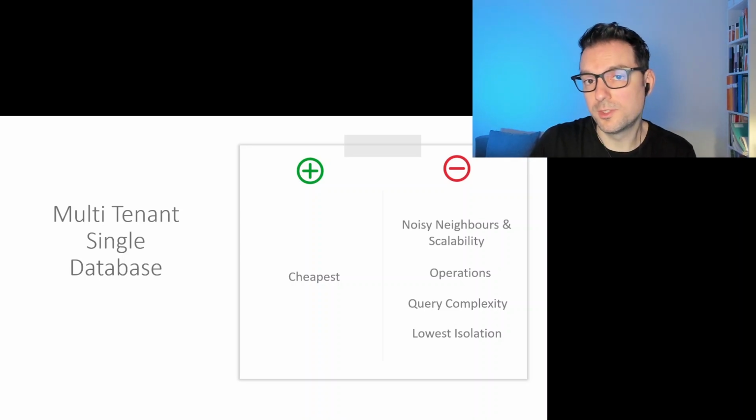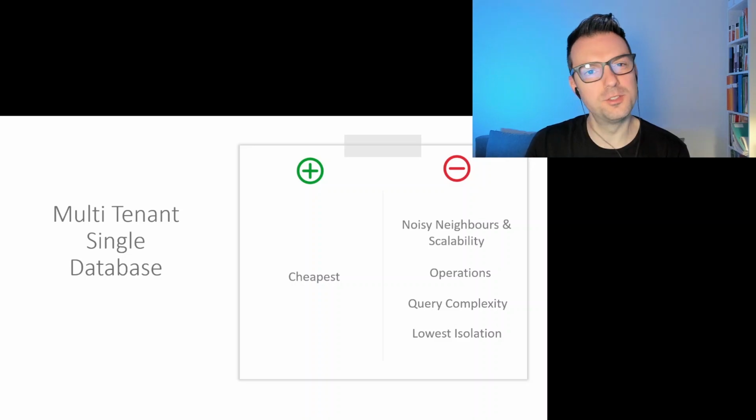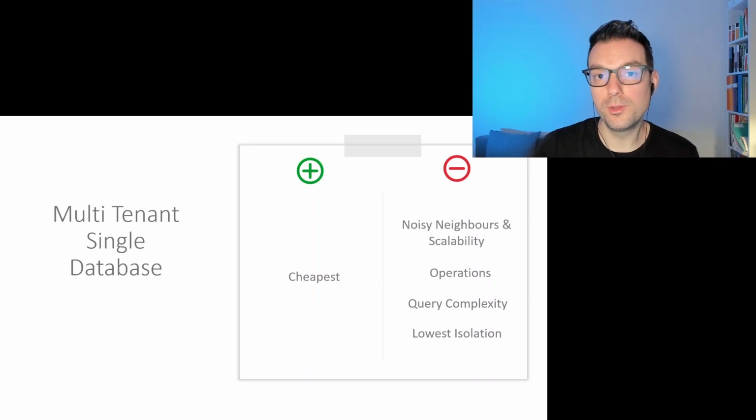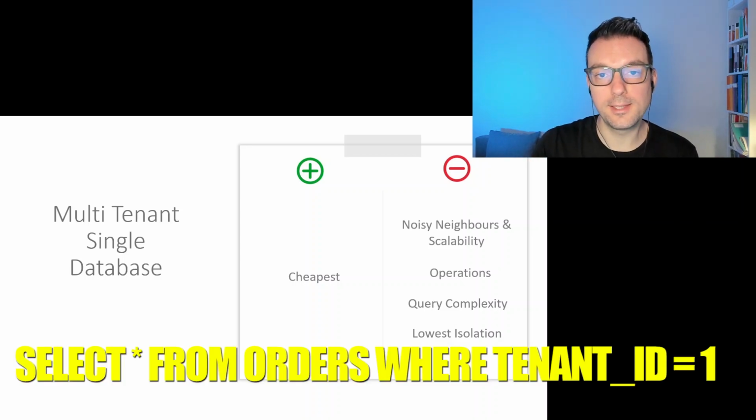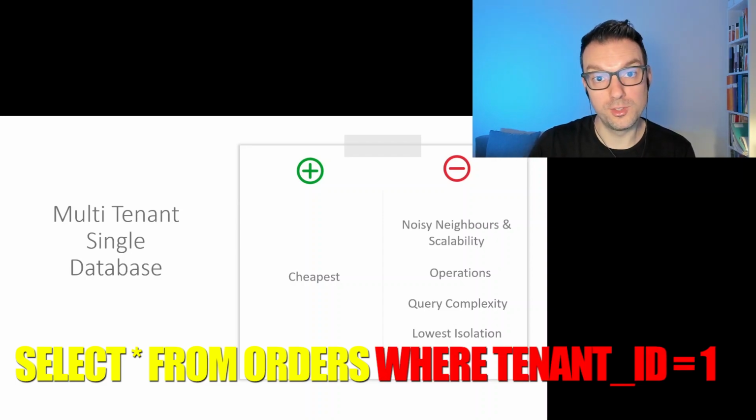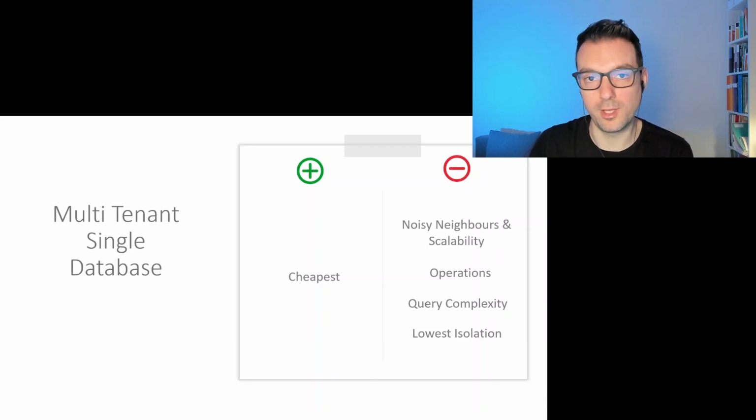On the other hand, this option is affected by the noisy neighbor problem, because a peak of usage by a tenant, due to a heavy query, can cause a performance degradation for another tenant. The operations are complex because it's not easy to apply a disaster recovery procedure when the records of all tenants are mixed in the same tables. Regarding query complexity, all developers must remember to add an extra where clause to all queries. For example, supposing we fetch the orders of tenant one, the query should be select star from orders where tenant ID is equal to 1. Forgetting this where clause is risky because it breaks the segregation and a tenant can fetch the data of another tenant. So, in my view, this option has the lowest isolation level.